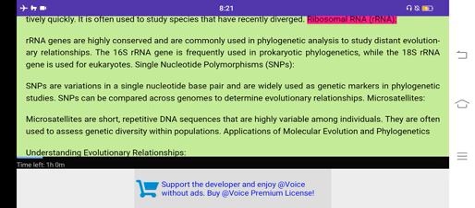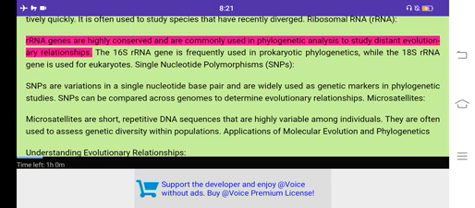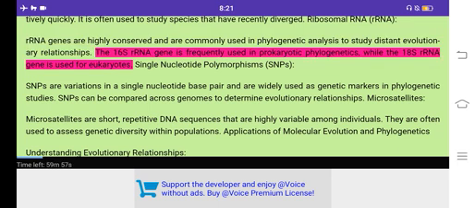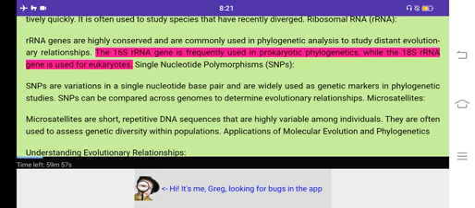Ribosomal RNA, rRNA. rRNA genes are highly conserved and are commonly used in phylogenetic analysis to study distant evolutionary relationships. The 16S-rRNA gene is frequently used in prokaryotic phylogenetics, while the 18S-rRNA gene is used for eukaryotes.